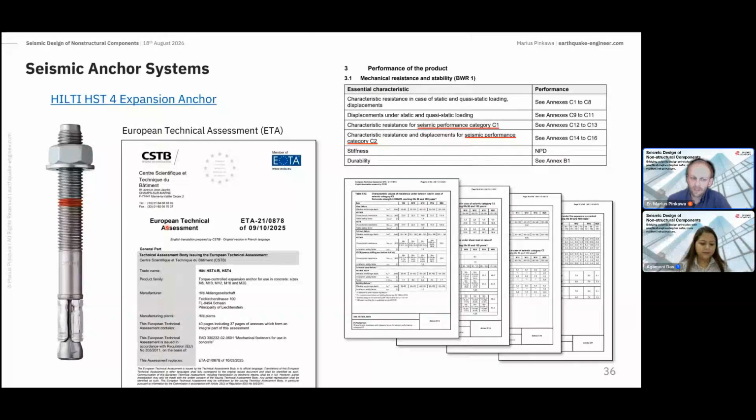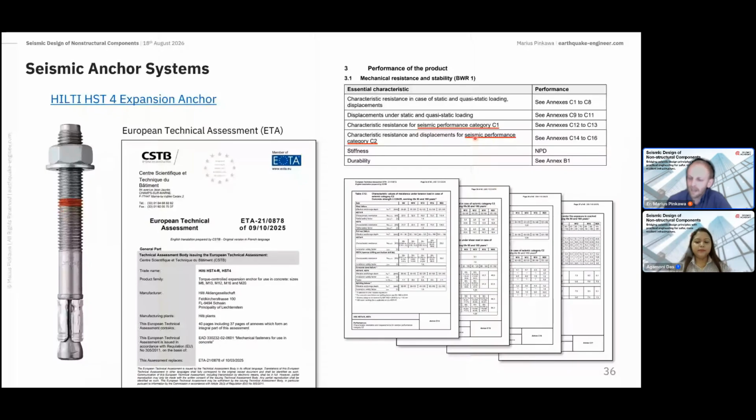Like for Europe, it's a European technical assessment, and then there you can download this document from the Healthy site, and you can check what seismic performance category it is. So basically we have C1 and C2. C1 is the lower performance level and C2 is the highest performance level. And this specific anchor has both C1 and C2.